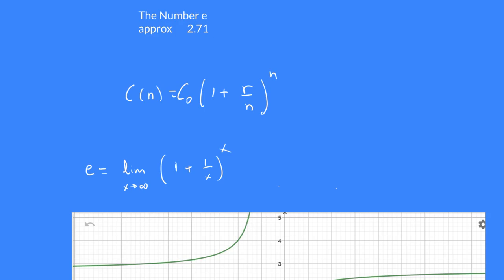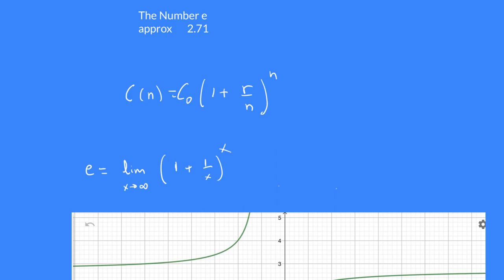The number e is defined as the limit when x tends to infinity of 1 plus 1 divided by x, raised to x. So if you plug in a number, let's say x equals 1 million, it will be 1 plus 1 divided by 1 million, which is 0.000001. So 1 plus 10 to the minus 6, raised to the power 10 to the 6. This will be 2.71.